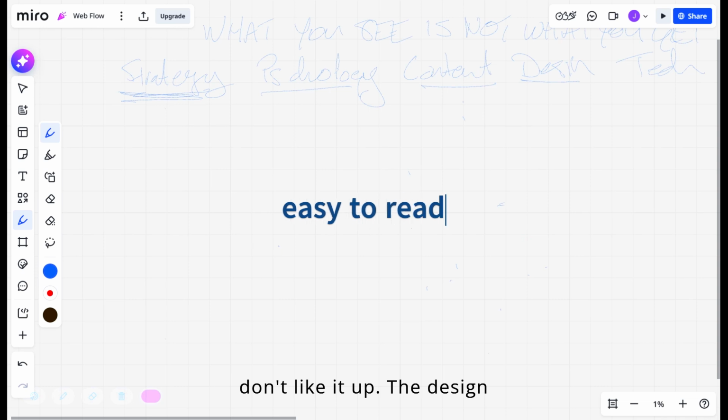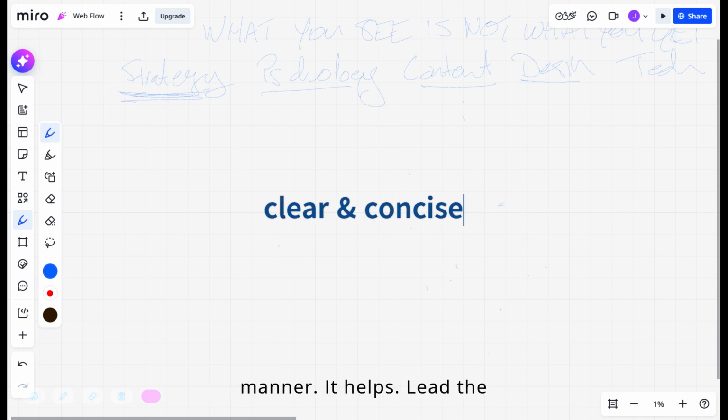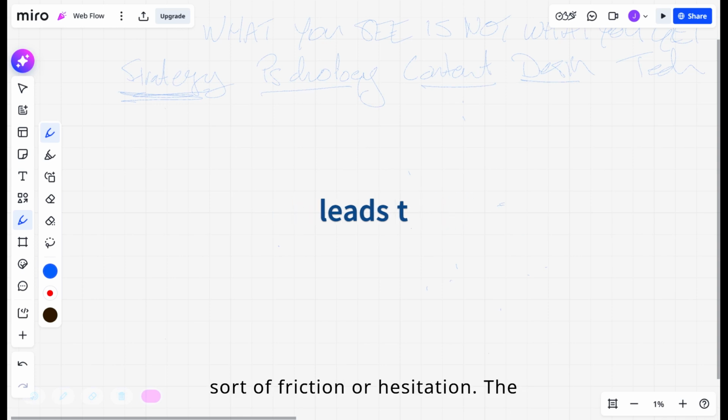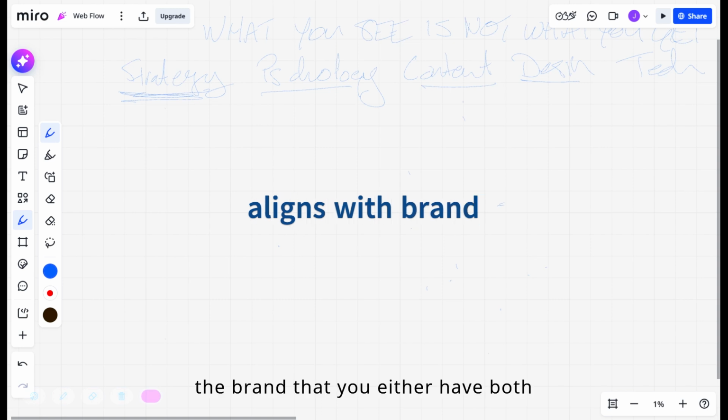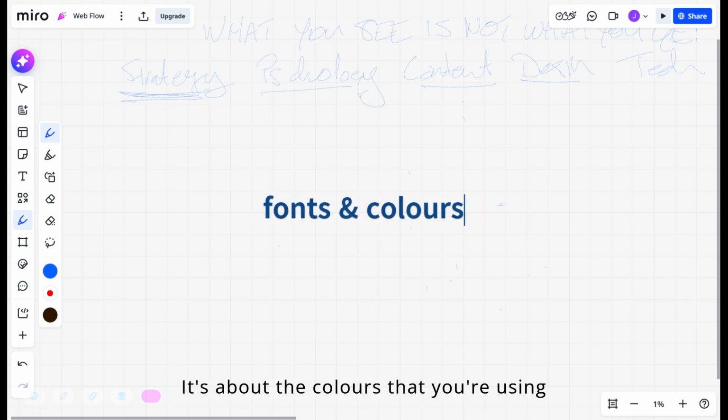The design makes things really easy to read, really easy to understand, and it's presented in a clear and concise manner. It helps lead the visitor from one section through to the next section without any kind of friction or hesitation. The design is built around the brand that you either have built or want to build. It's about the fonts that you're using. It's about the colors that you're using.